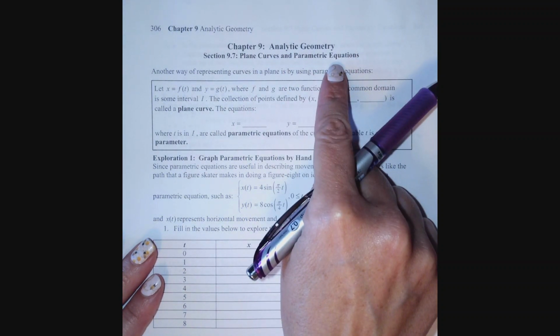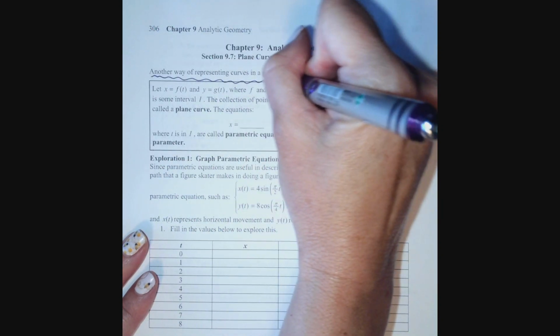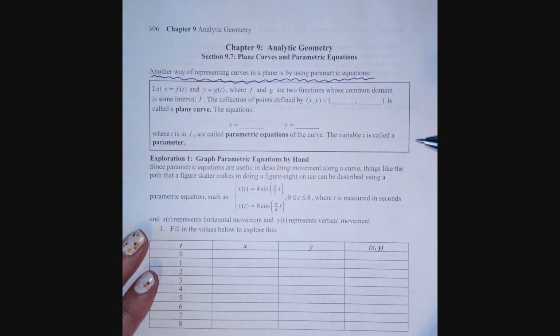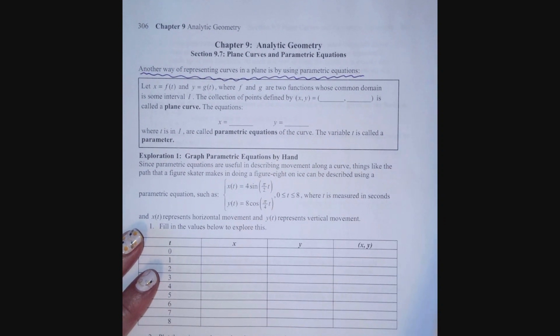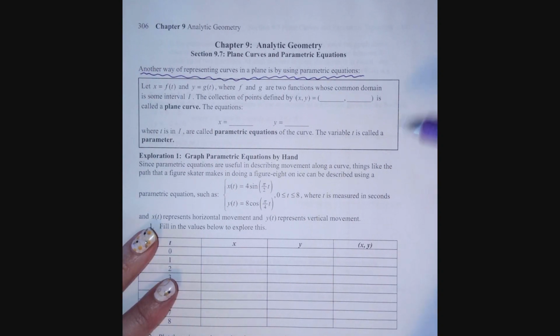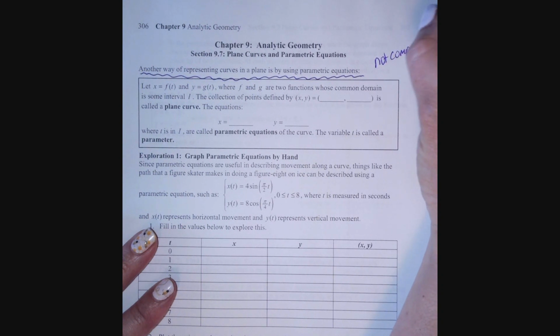Parametric equations are when we use a different function for the input than we do for the output. So another way of representing curves in a plane is by using parametric equations. Parametric equations are not unique. When you choose to write them as a single equation, you can do it in more than one way. They are also not composites.